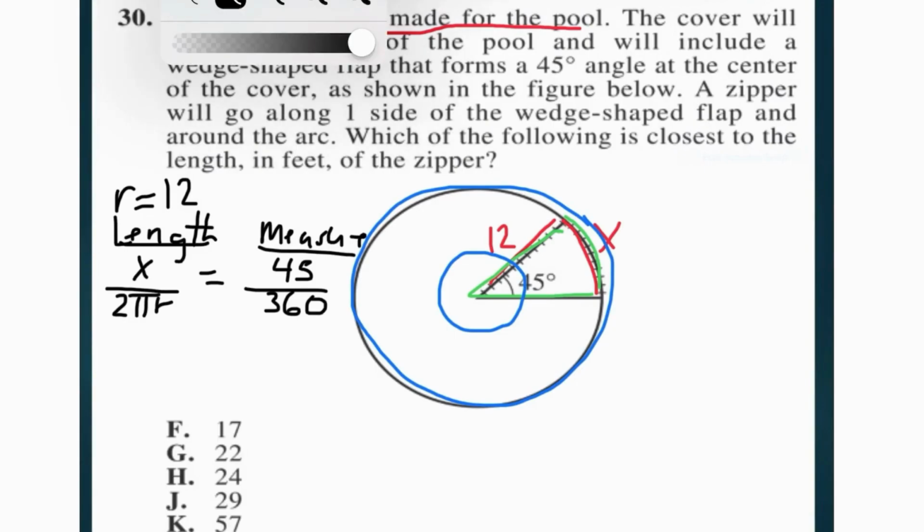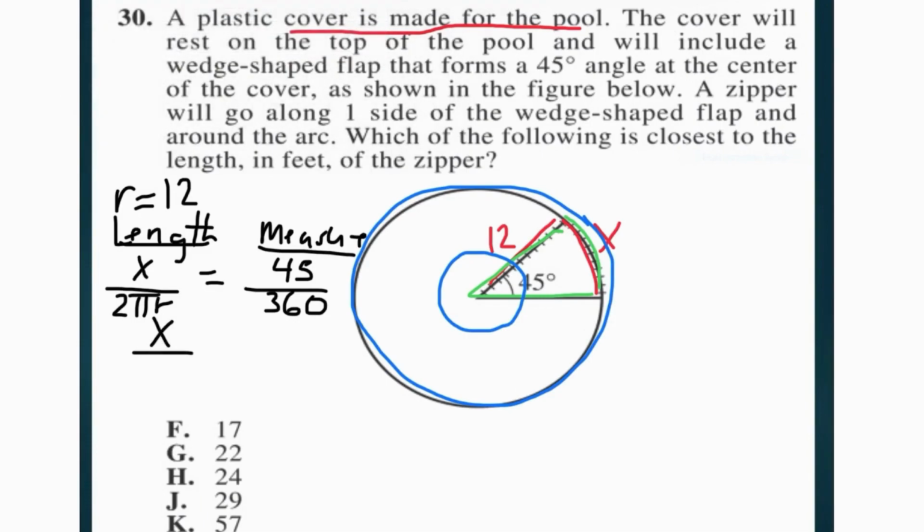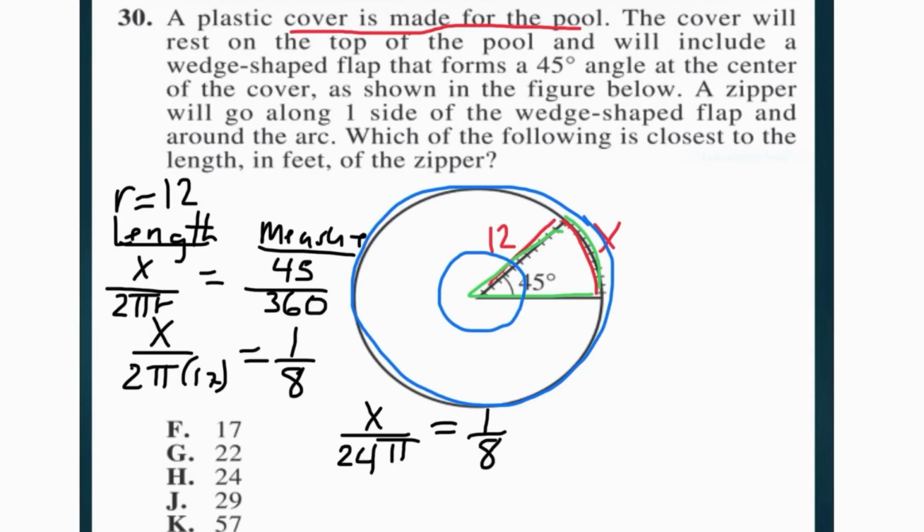So now let's substitute the value for the radius, because remember, the radius of the pool was 12, so we would have x over 2 pi times 12. And let's simplify this ratio on the right. 45 over 360 is the same as 1 over 8, because 8 times 45 is 360. All right, so that's going to give us x over 24 pi, since 2 times 12 is 24, and 1 over 8.